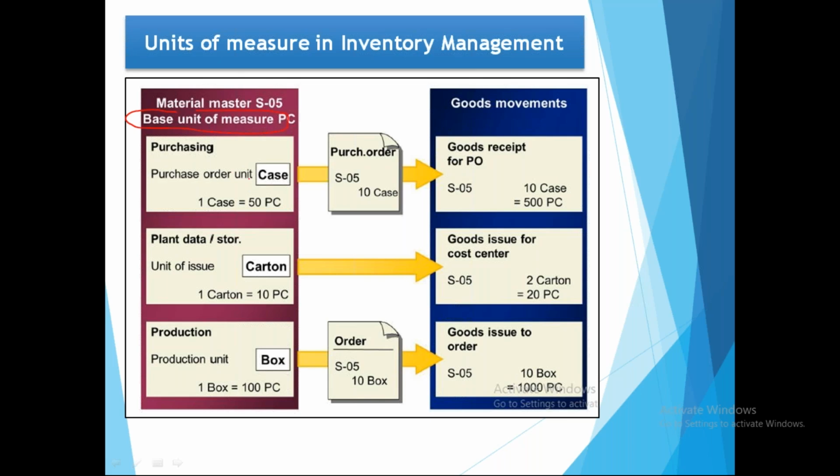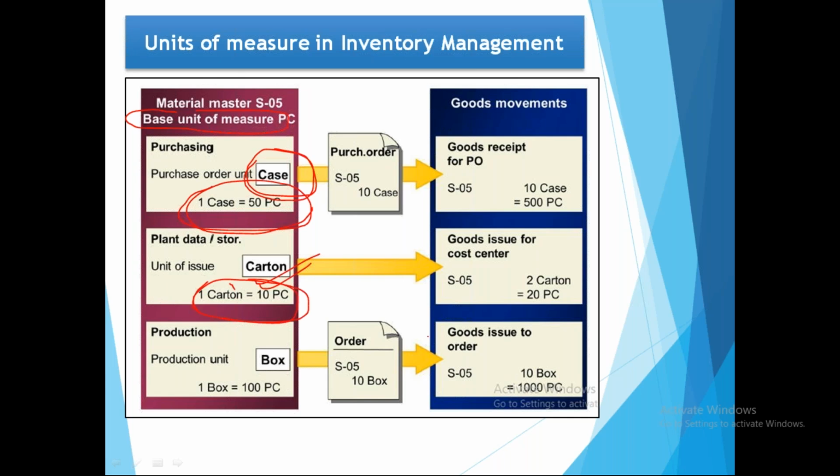But when you are ordering, when you are doing purchasing, you can do purchasing in a different unit of measure. So that conversion factor we need to maintain. And along with that, you can have a different unit of measure for issue also. When you are issuing the material to the production, you may issue in a different unit. Okay, that unit of measure and conversion factor you have to maintain.